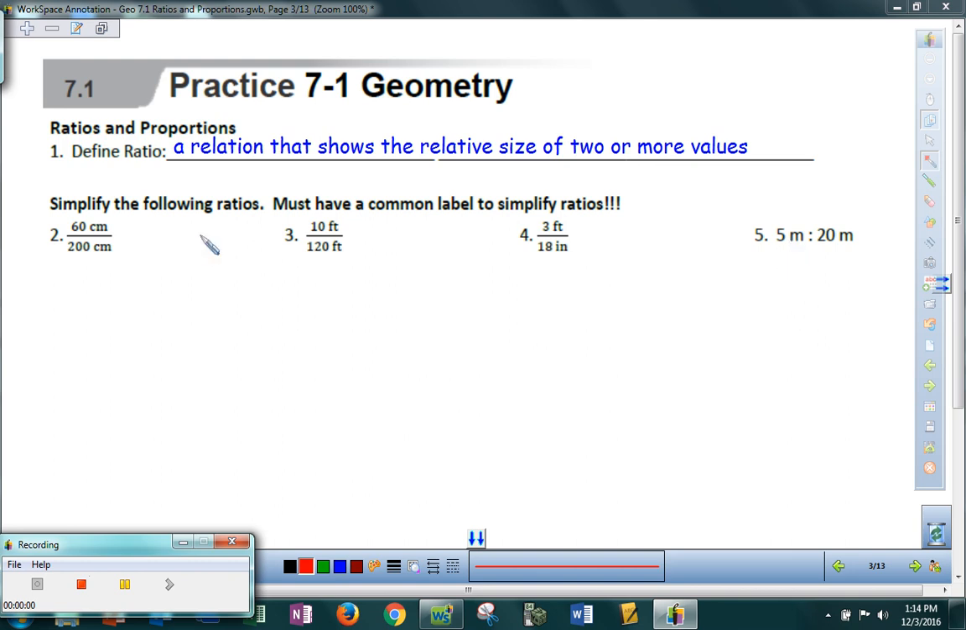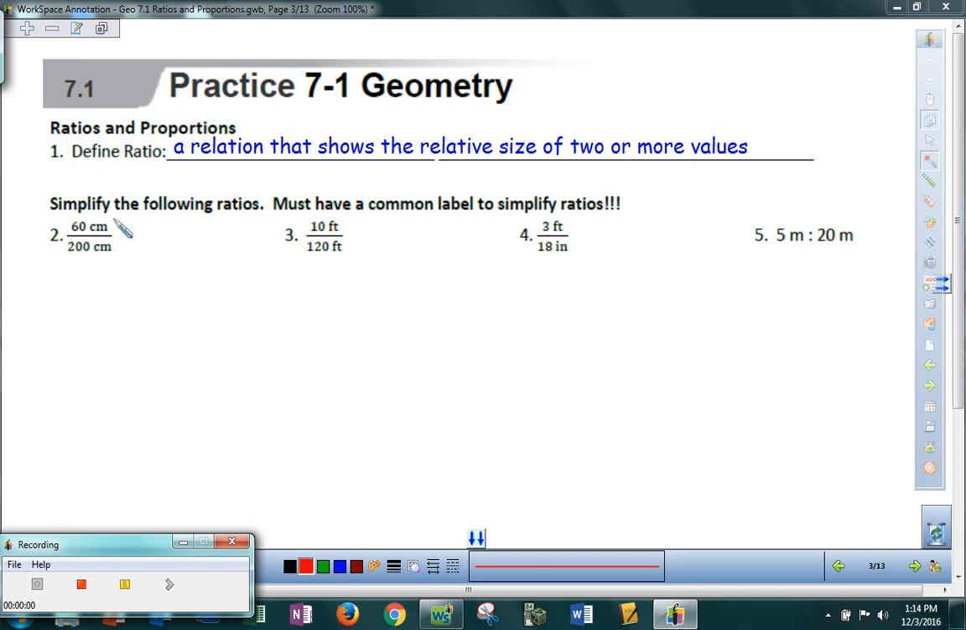Well, just like with normal fractions, we want to make sure that our ratios are simplified. So for ratios to be able to be simplified, we have to make sure first that we are comparing numbers with the same measurement. Okay, so that's what this "must have a common label" is going to mean for us.